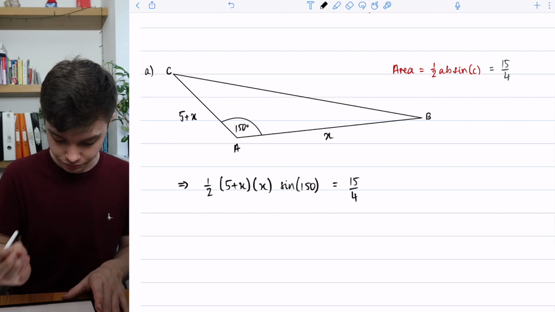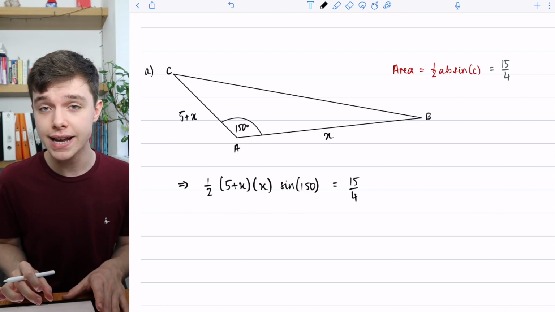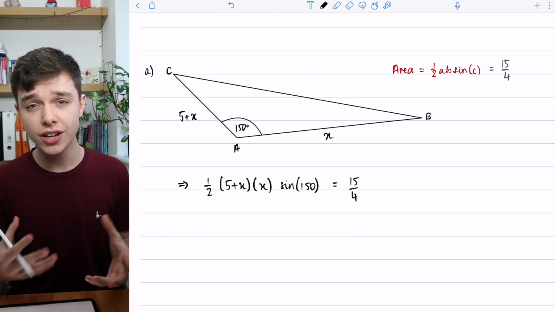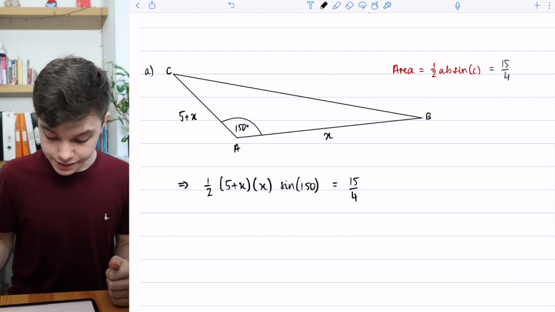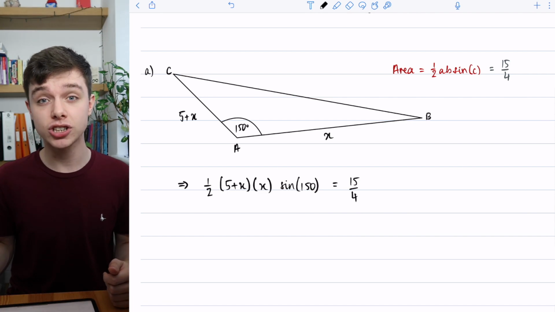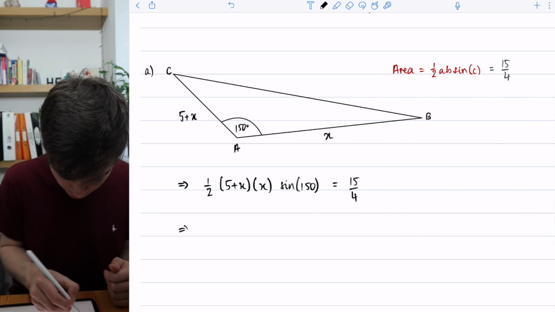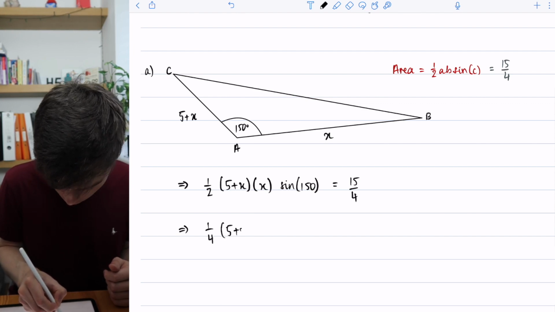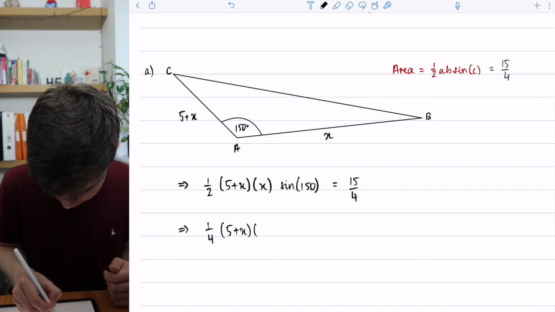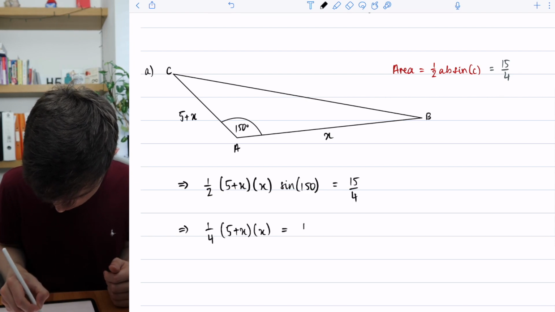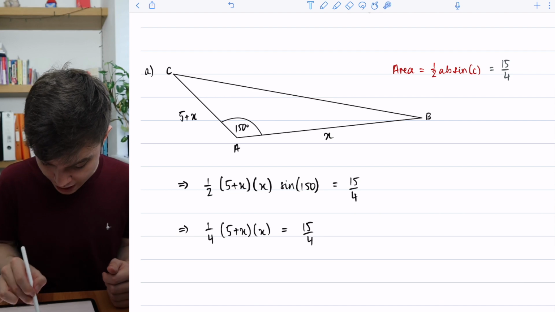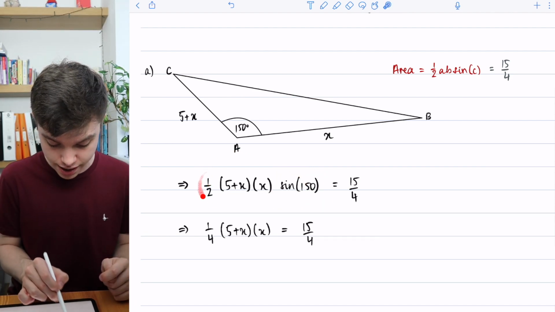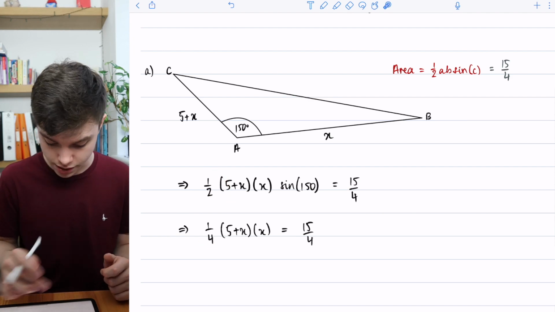And now all we need to do is some manipulation, just calculations to find the value of x. Sine of 150 is a numerical value, and if you remember it, that's fine. If you have to put it in your calculator, that's okay as well. Sine of 150 degrees is actually half, so we can replace that with half and then multiply it out the front to give me a quarter. So that's a quarter. 5 plus x times x is equal to 15/4. I've just replaced sine of 150 with a half and then put it out the front here to multiply those out to give me a quarter.